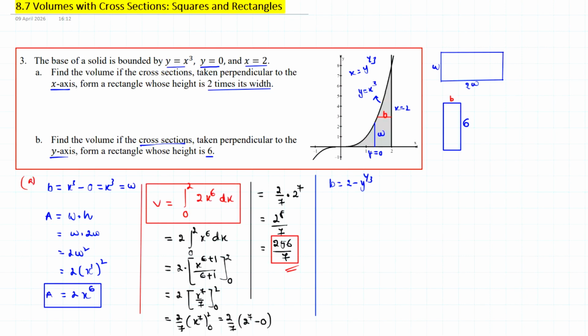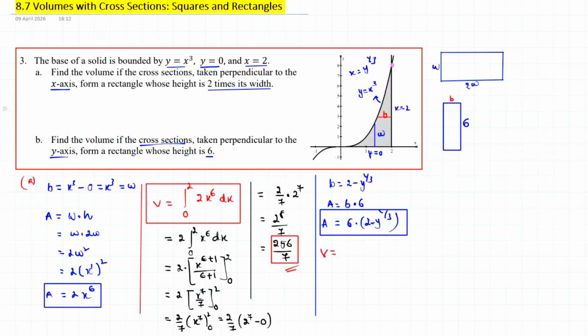Now the area of this rectangle is base times the height, that is 6. So that is 6 times the base, 2 minus y to the power 1/3, right? So this is the area of this rectangle cross section. Now to find the volume we have to set up the integral. The volume is the accumulation of all the cross sections, from y equal to 0 to y equal to this point.